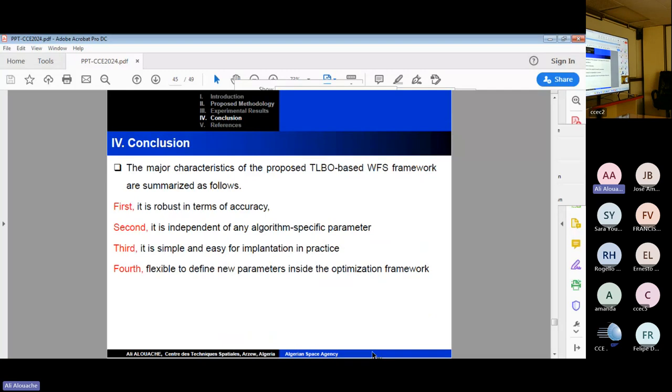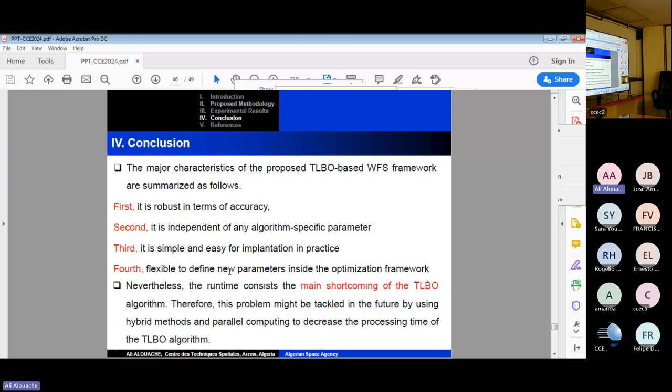The major characteristics of the proposed TLBO-based wrapper feature selection framework are summarized as follows. First, it's robust in terms of accuracy. Second, it is independent of any algorithm-specific parameters. Third, it's simple and easy for implementation. Fourth, it is flexible to define new parameters inside the optimization framework. Nevertheless, the runtime is the main shortcoming of the TLBO algorithm. Therefore, this problem may be tackled in the future by using hybrid methods and parallel computing in order to decrease the processing time of the TLBO algorithm.